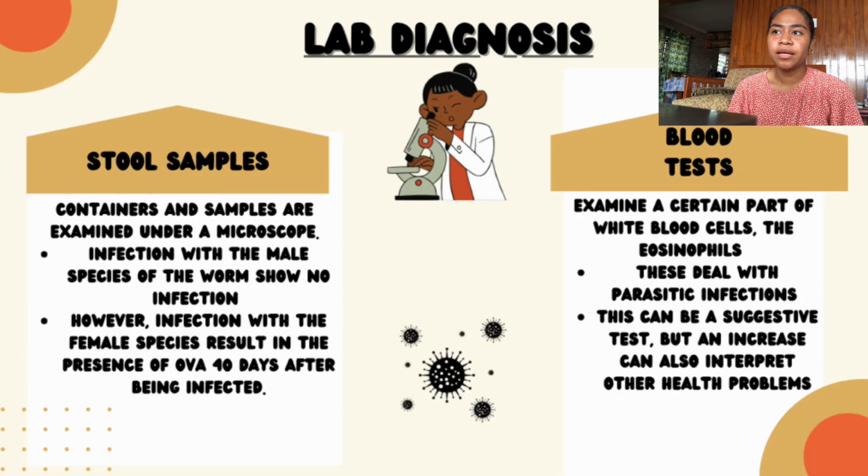For lab tests, we have two forms of analysis that can be done in the lab. We have stool samples and we have blood samples. Stools are collected in the brown top container, and then viewed and examined under the microscope in search of the egg or ovum of Ascaris lumbricoides.